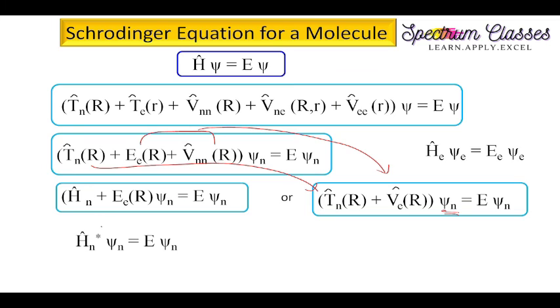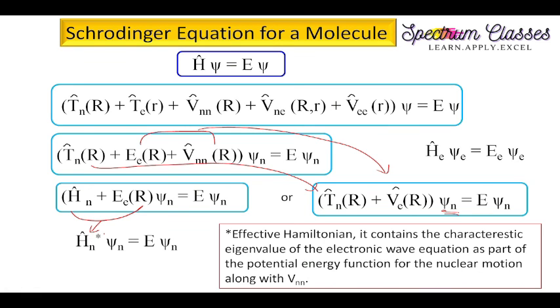And further, if you want to write this in the form of the Schrodinger equation, it is written as Hn star. Hn star means effective nuclear Hamiltonian. So here the effective Hamiltonian contains the characteristic eigenvalue of the electronic wave equation as part of the potential energy. So this has the same meaning for the nuclear motion along with VNN.